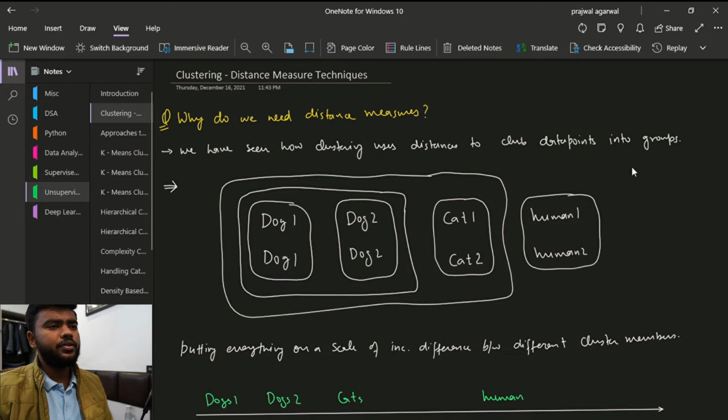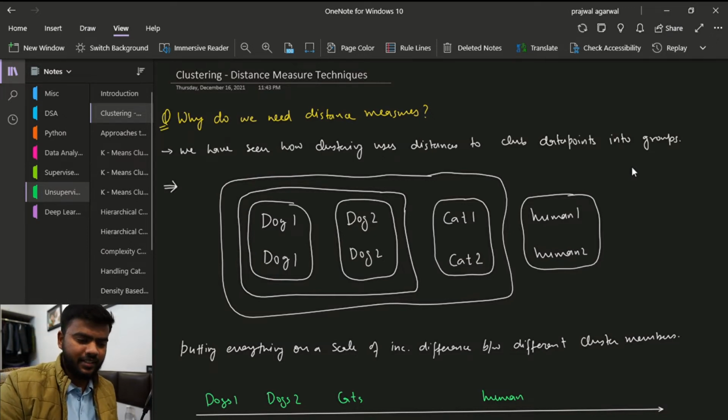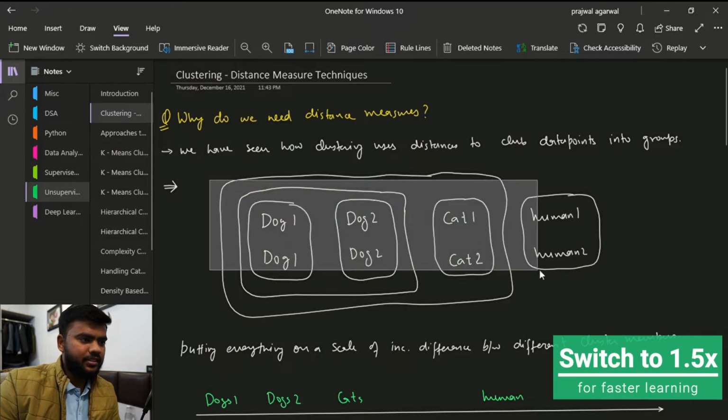Hi, in this video we are going to discuss some of the distance measuring techniques that we use in clustering. So the first thing that comes to mind is, why do we need distance measuring techniques? The distance measuring techniques are used to understand what points are close to each other and what points are not close to each other.